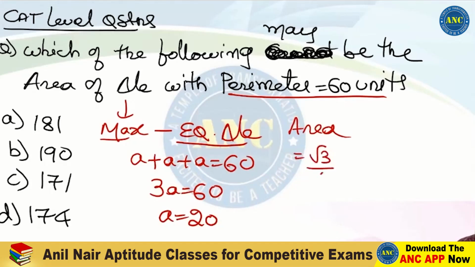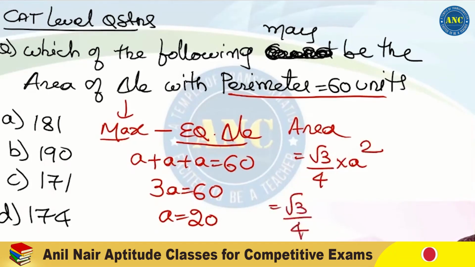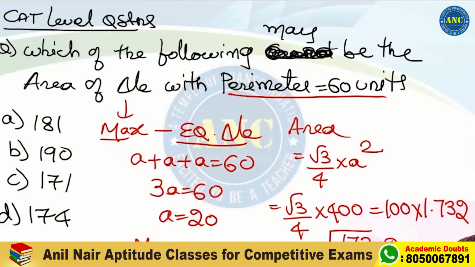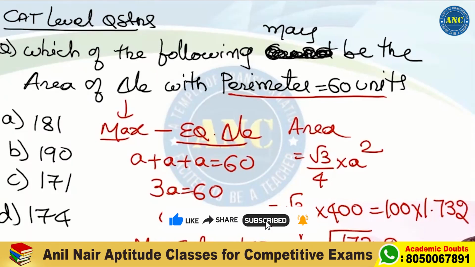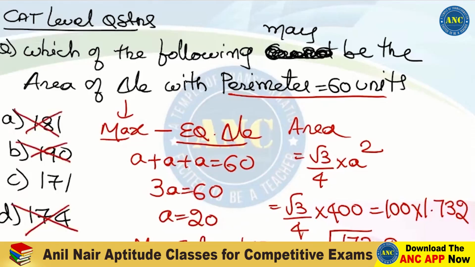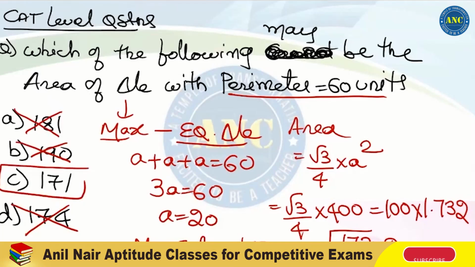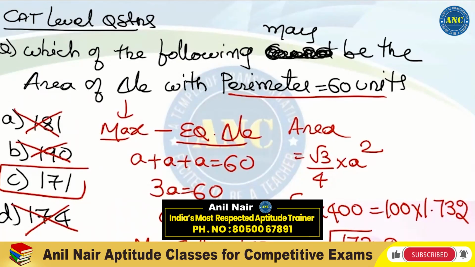It is nothing but root 3 by 4 into side square. So root 3 by 4 into 400, which is 100 into 1.732. Answer is 173.2. That means maximum integer that is possible is 173. Anything greater than 173, it is not possible. So what will be the answer? Answer is which of the following may be less than 173 could be possible.